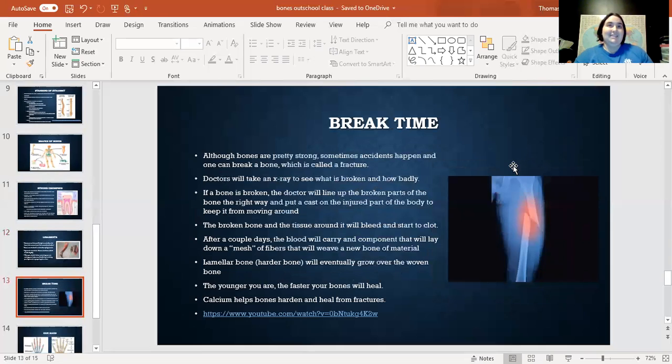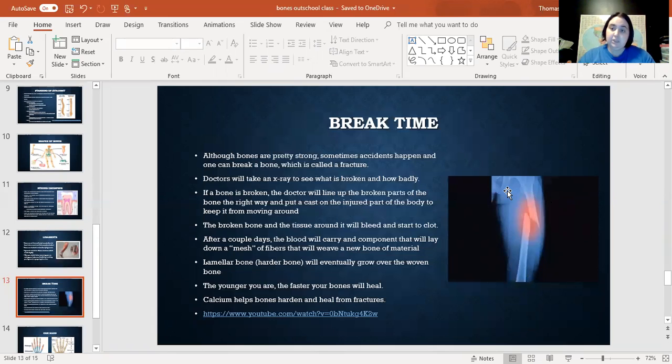Going back to breaks, we talked about how my mom broke her femur. If you look at this picture, this is actually a good, just one break. And that is, again, called a fracture. Our bones are very strong. Again, they're strong enough to not break easily, but they're also light enough for us to move. So sometimes accidents happen. We might fall and we might break a bone.